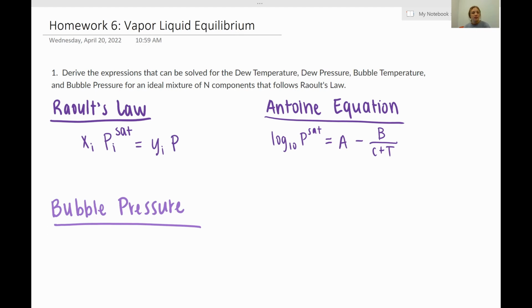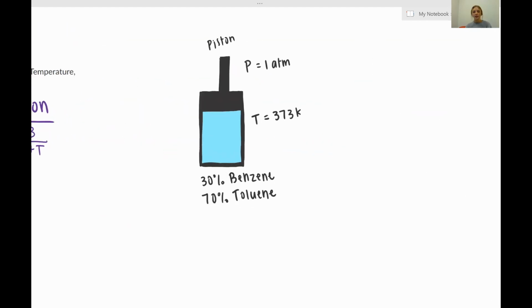Bubble pressure is basically the pressure at which the first bubble of gas is formed at a given temperature for a liquid mixture. So to put that in simpler terms, it's basically the pressure at which the liquid becomes warm enough to form its first bubble, like before boiling. So to come up with the equation for this, I have drawn up a diagram here, and this is going to have all the information we're going to need to come up with an equation.